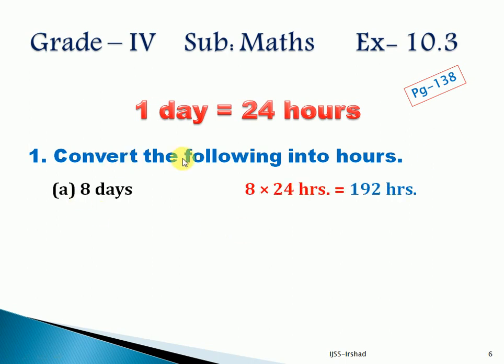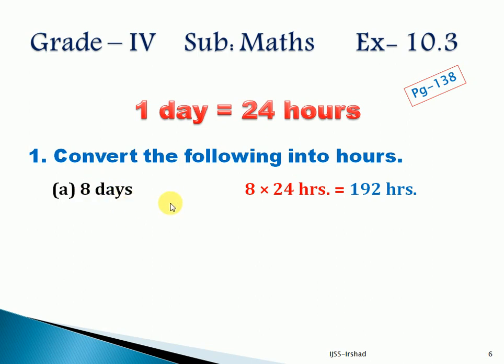Convert the following into hours. The question is 8 days. You have to convert this 8 days into hours. For this, just see this red color bold one written. Hope you all know this. If you don't know, then just memorize this thing. 1 day means 24 hours. 24 hours makes a complete day. In 1 day, how many hours are there? 24 hours. So in 8 days, how many hours will there be?